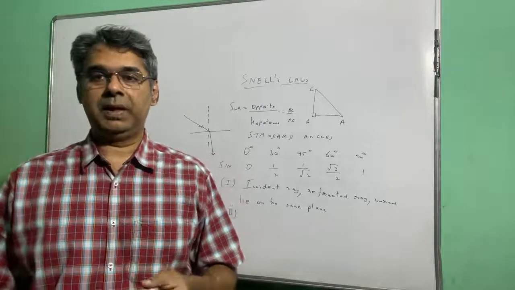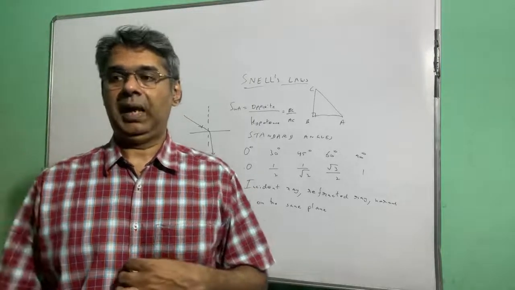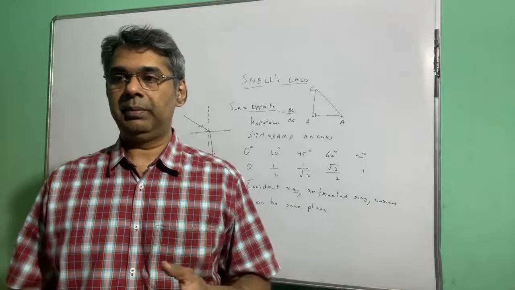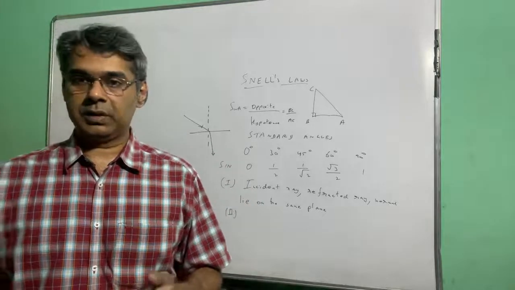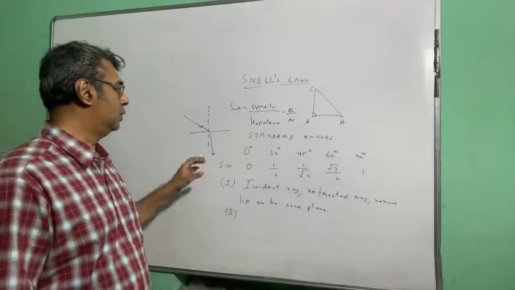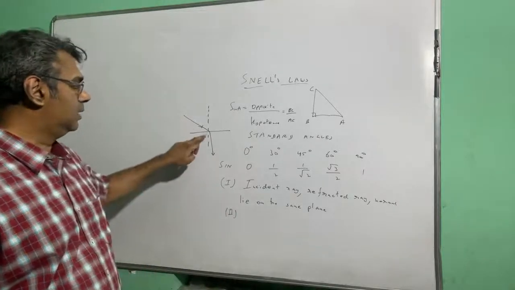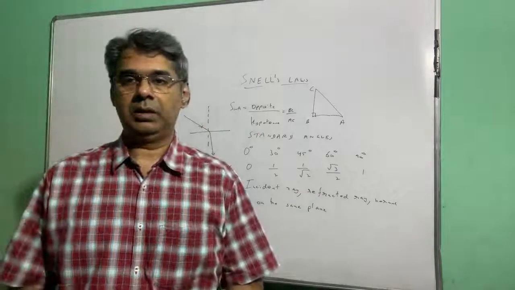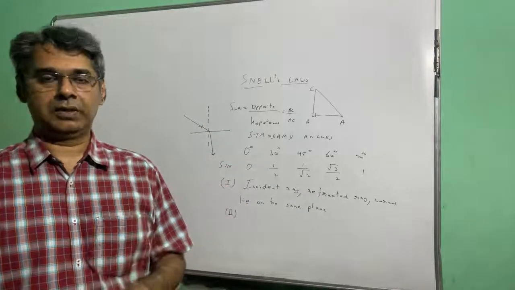The simplest plane figure is a triangle, and then you have quadrilateral, then you have pentagon, and so on. And the most extreme form of plane figure is of course the circle. Okay. So the incident ray, the refracted ray, and the normal, they will all lie on the same plane. This is the first law.